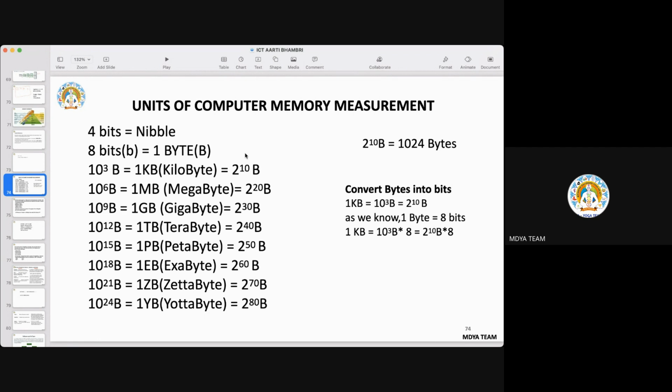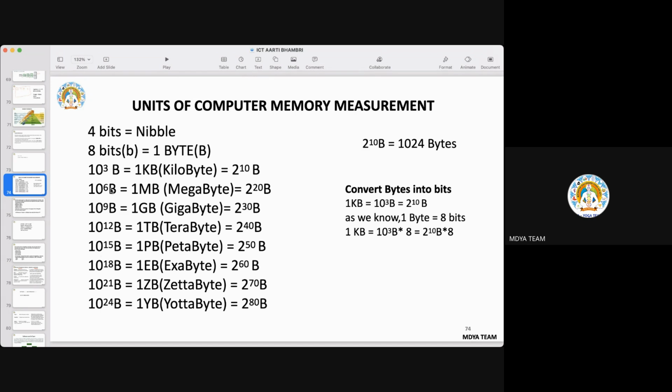It is very difficult to write a large number of bits, so to compress the information we call 8 bits 1 byte. We generally talk about storage units in bytes. 10 raised to 3 means 1 kilobyte, where 1 kilo means 3 zeros. But if you say 1 kilobyte, it is not 1,000 bytes. It is 1024 bytes.